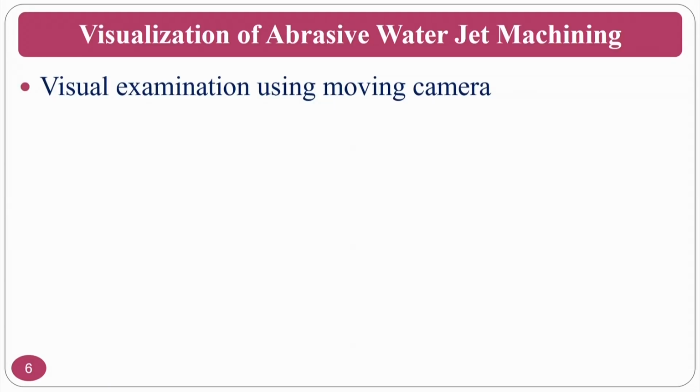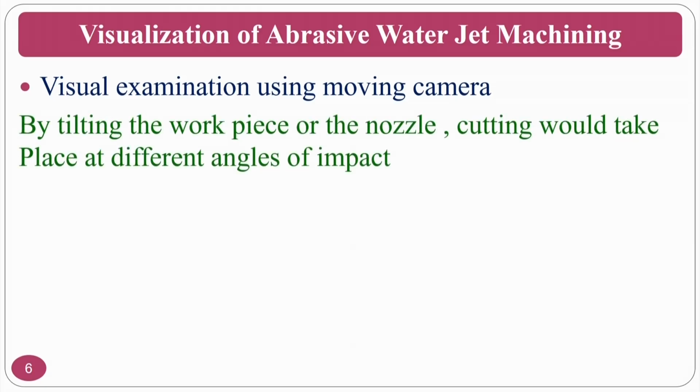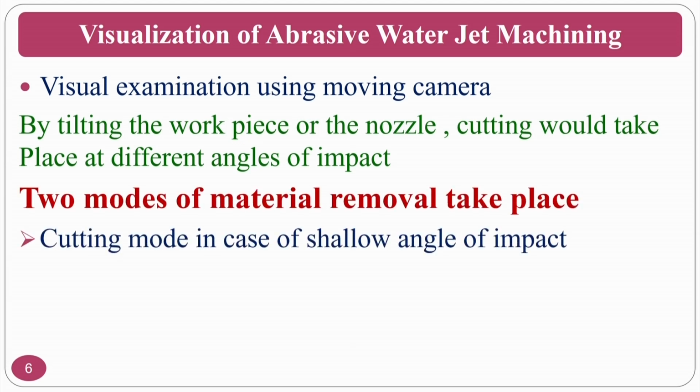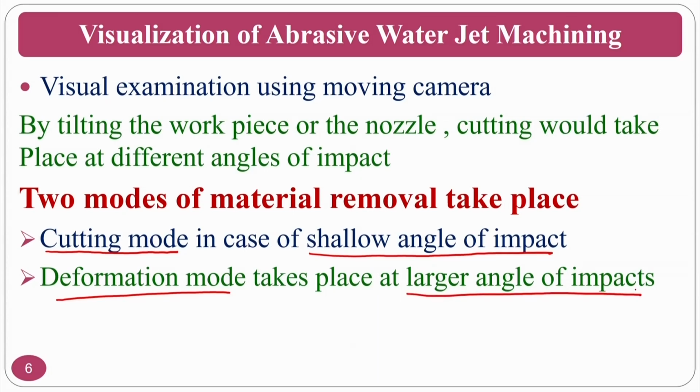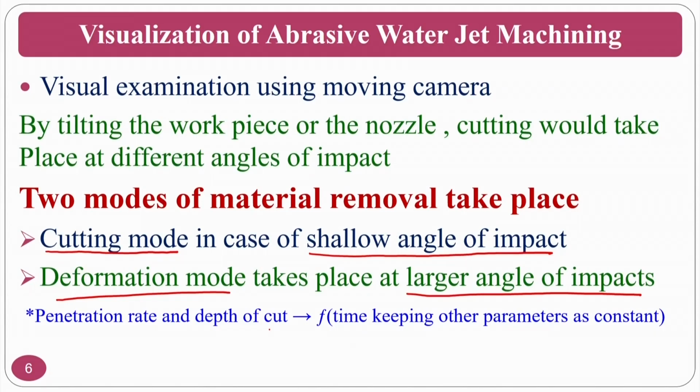So, for understanding abrasive water jet machining, a visual examination is conducted with a moving camera. By tilting the workpiece relative to the nozzle, the cutting behavior takes place differently. Two modes of material removal are observed. One is the cutting mode, another one is the deformation mode. Okay, normally the cutting mode occurs at shallow angles of impingement, but the deformation mode normally takes place at large angles of impact. Okay, penetration rate and depth of cut are a function of time, keeping other parameters constant.